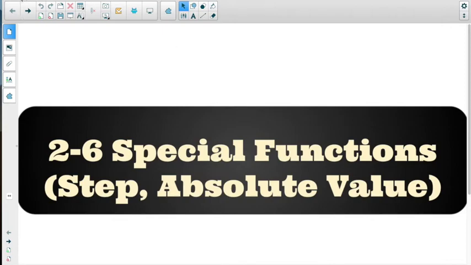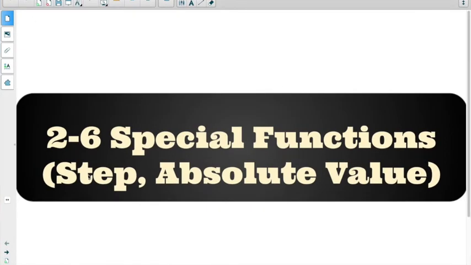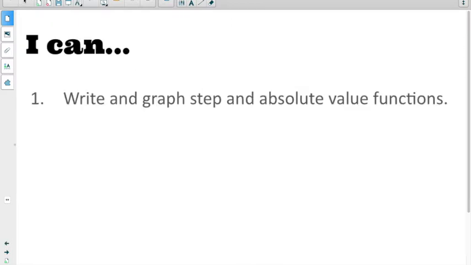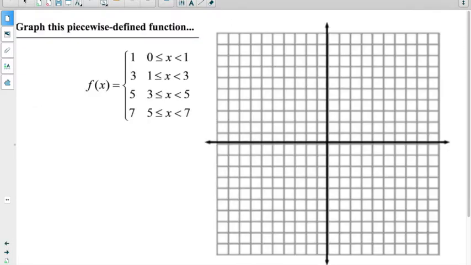This is the second part of 2.6, all about step functions. The next video I'll make will have to do with absolute value functions. Okay, so step functions are just another type of piecewise function.